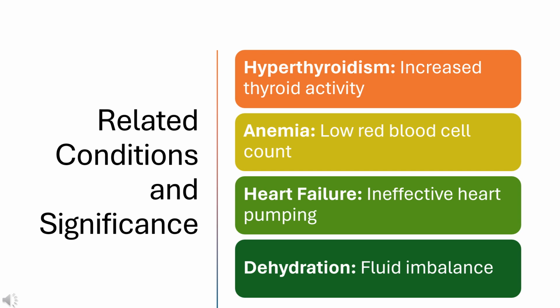Anemia is a condition characterized by a decrease in the number of red blood cells or hemoglobin, resulting in reduced oxygen carrying capacity of the blood. When the body detects low oxygen levels due to anemia, it compensates by increasing the heart rate to enhance oxygen delivery to tissues. This compensatory mechanism leads to sinus tachycardia.